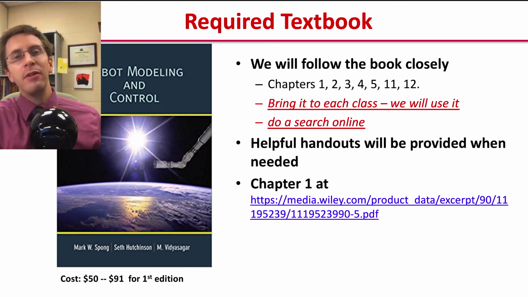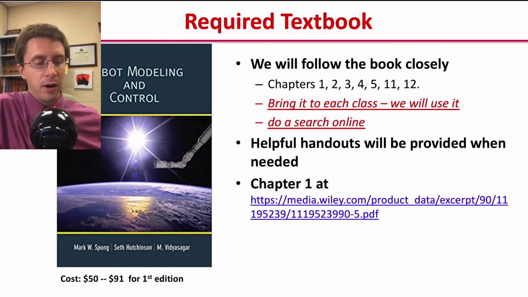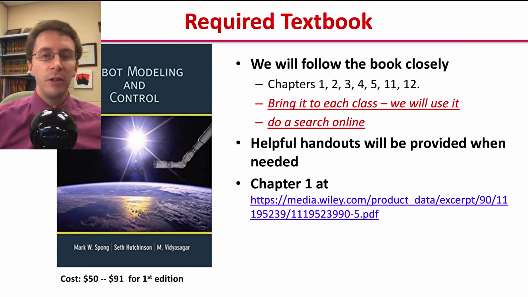Again, we are having a required textbook, and we are going to go very closely chapters 1, 2, 3, 4, 5, 11, and 12. The other chapters are great, but it's just too much to cover in one semester. For those of you who are coming in person, please bring it with you. If you are remote, then do that. I want to point out that Chapter 1 can be found online at that link from the manufacturer's site. There is a new version, and that's the link to that new version, whereas the old version you can rent from anywhere between $50 to $91.